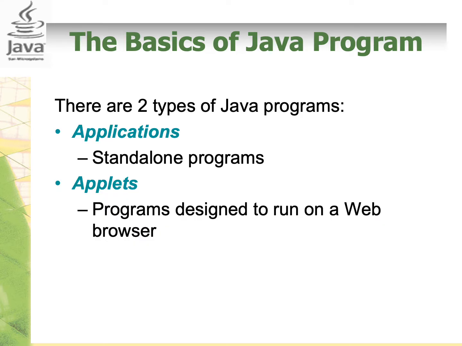There are two types of Java programs, which are applications that refer to the standalone programs, and also applets, which are programs designed to run on a web browser. We are going to learn about the applications, which are the standalone programs, in this course.